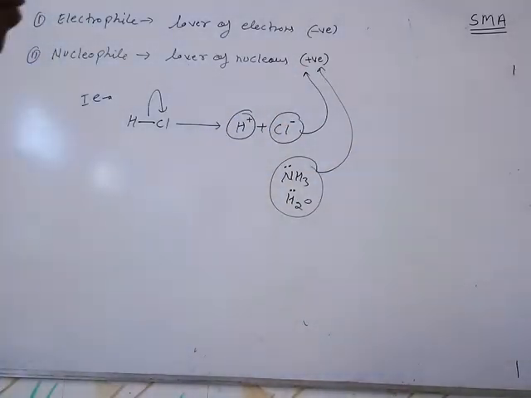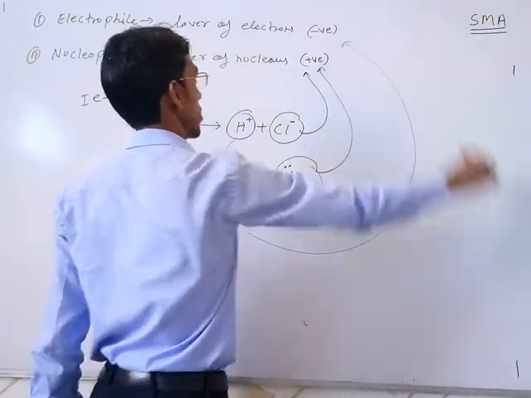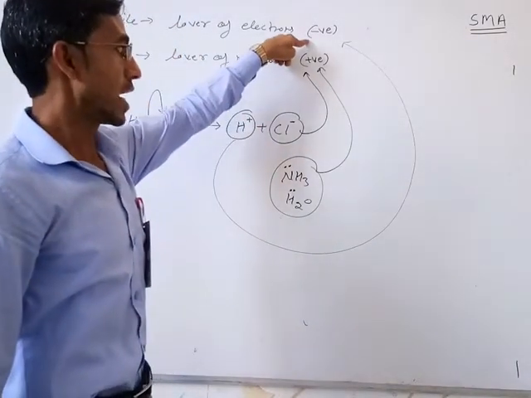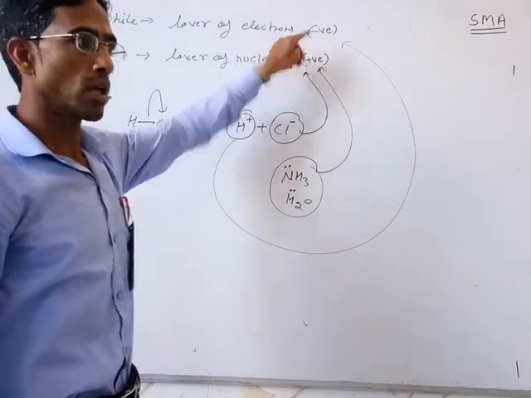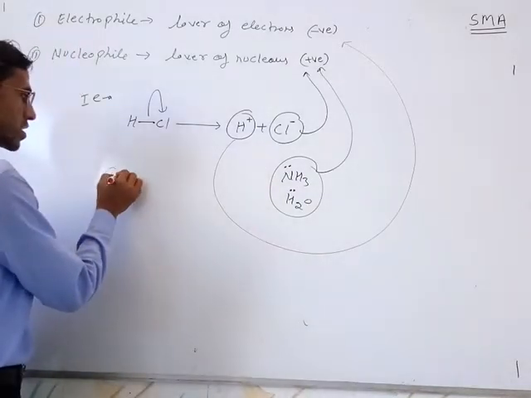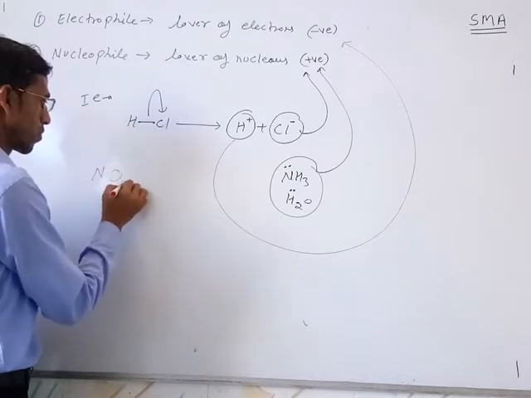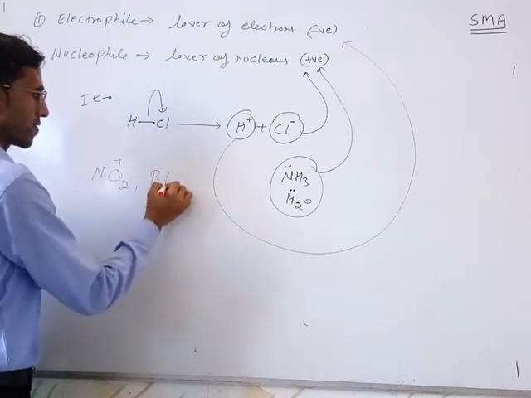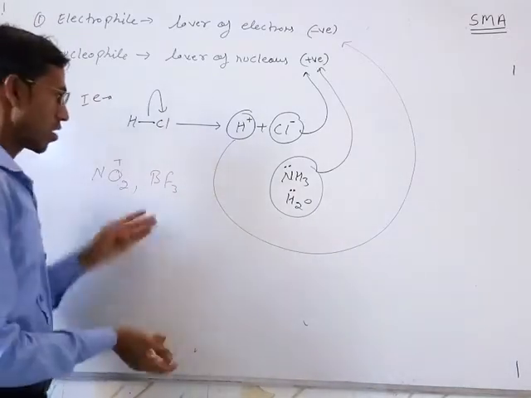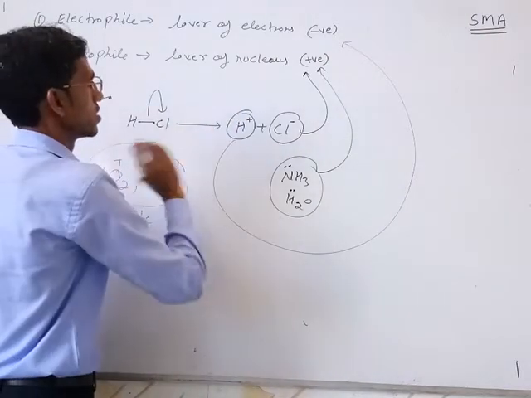Understood? Then we discuss positive charge. A positively charged species attacks a negatively charged species, because positive reacts with negative and forms a stable compound. So all positively charged species like NO2 positive, BF3, or electron deficient species, all work as electrophiles.